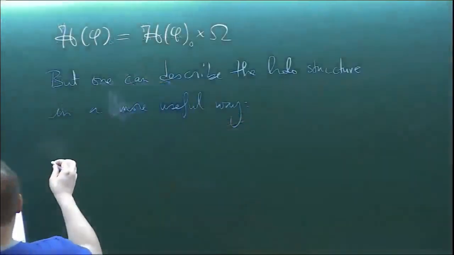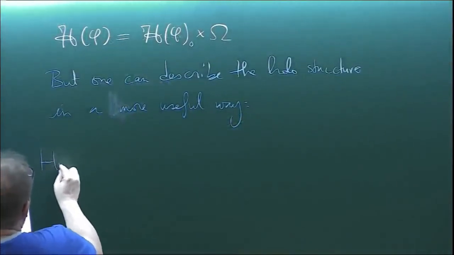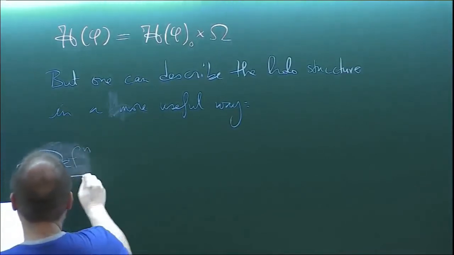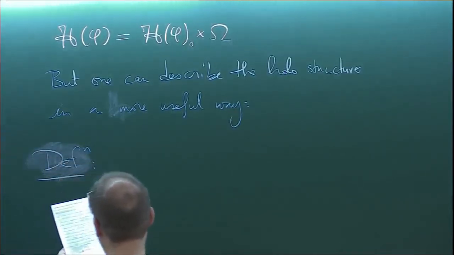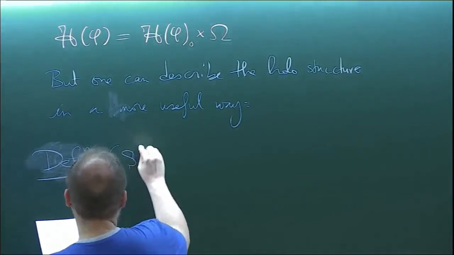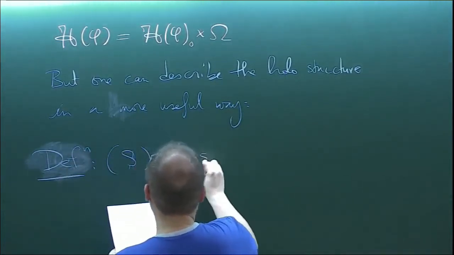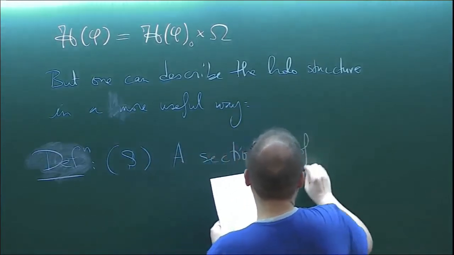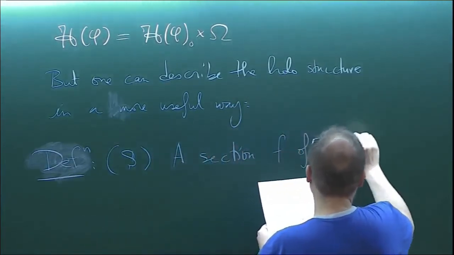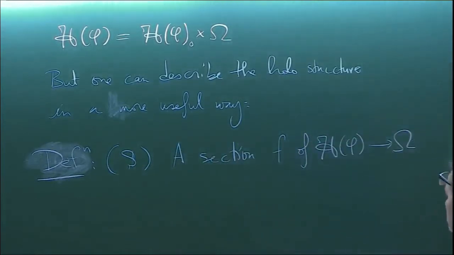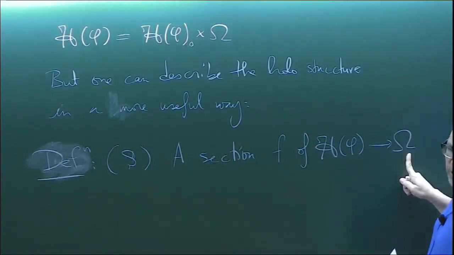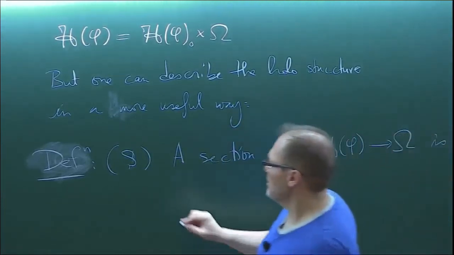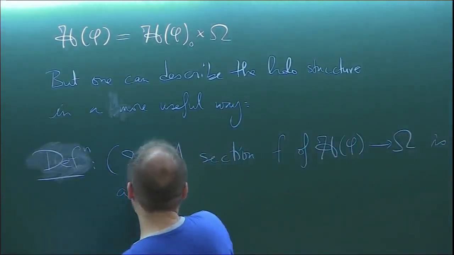Okay, so let me describe this holomorphic structure. So definition. I'm just going to tell you what is a holomorphic section. A section F of, say, H of phi over omega. It's clear what a section is. It's a map that assigns to every point, so maybe I'll just say it is an assignment.